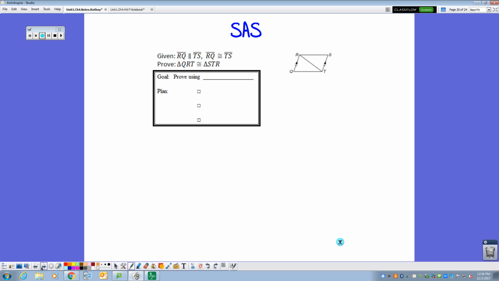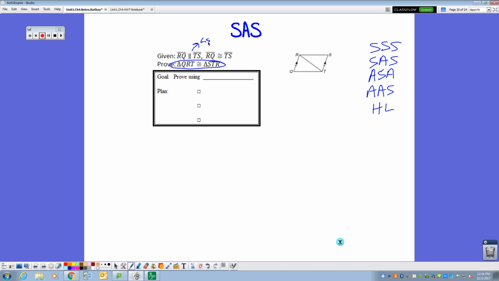Our second question, we have RQ is parallel to TS. First off, I'm looking at this picture and I see triangles, and they're asking me to prove triangles. And so anytime they're asking me to prove triangles, I know that I'm going to have to use one of these methods. Which means I need to be working with sides and angles, but they're giving me parallel lines. Why the heck could they be giving me parallel lines? Well, they're giving me parallel lines to lead me to some angles.